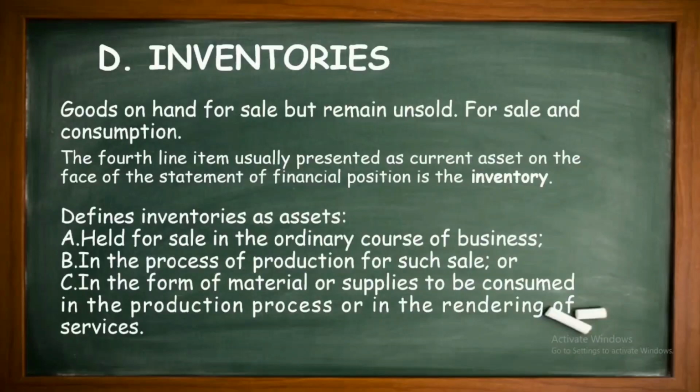C. In the form of materials or supplies to be consumed in the production process or in the rendering of service. So, example here is the stock of unused steel, aluminum, plastic, and rubber currently in Ford Motor's warehouse to be used in the production process, which are still considered as inventory.